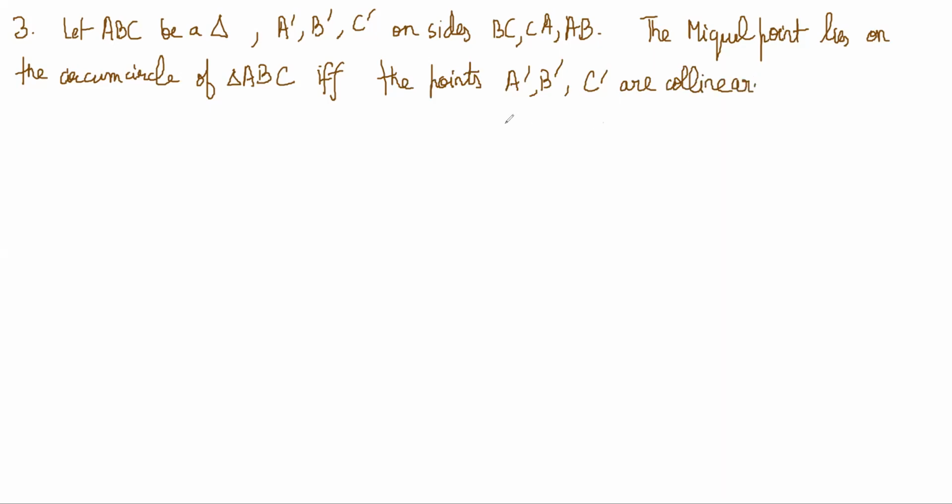The Miquel point lies on the circumcircle of triangle ABC. So obviously, the Miquel point lies on the circumcircle, you have to prove. This is a slightly different question, if and only if A', B', C' are collinear. If they are collinear, then one of the points must lie on the extension of the sides. So the figure should be somewhat like this.